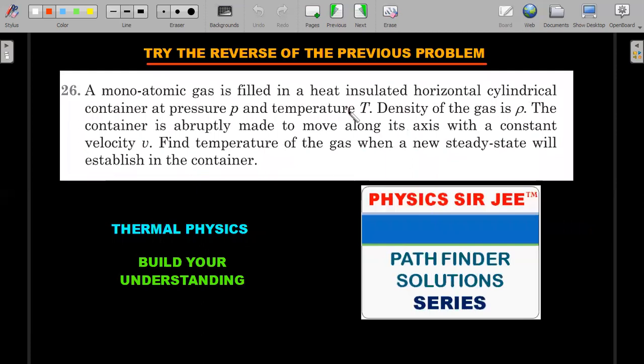Okay, and here's the reverse of the previous problem that I like it a lot because it's a basic question. Test your understanding of these energies that I have discussed of center of mass and about center of mass. And I'll answer this in the Pathfinder solution series. You can try it out. It's the reverse because here there will be a moving container, a rest container which is made to move abruptly with a constant velocity. So what happens to temperature of the gas? Exactly the reverse of the previous problem. Okay, so let's move forward.